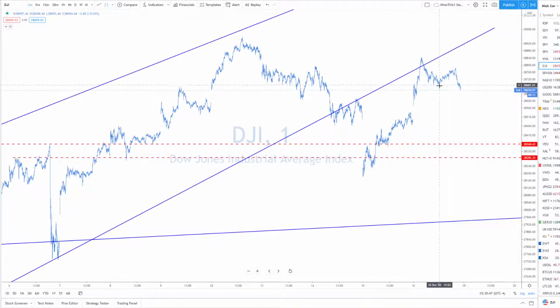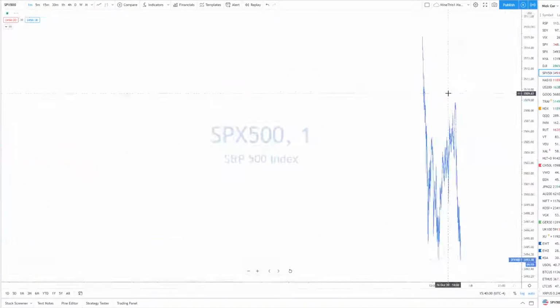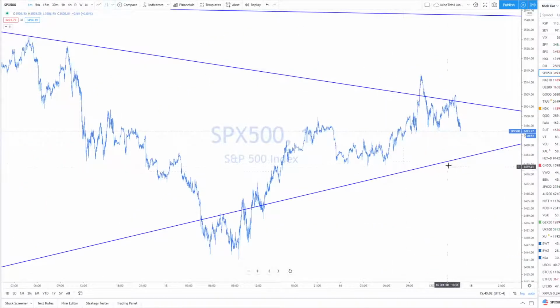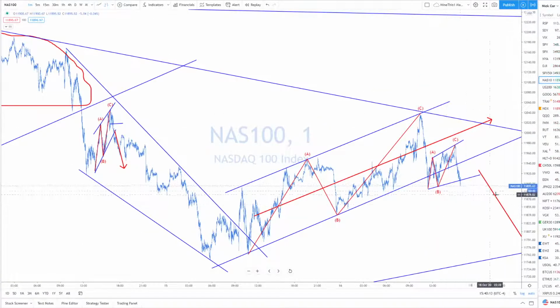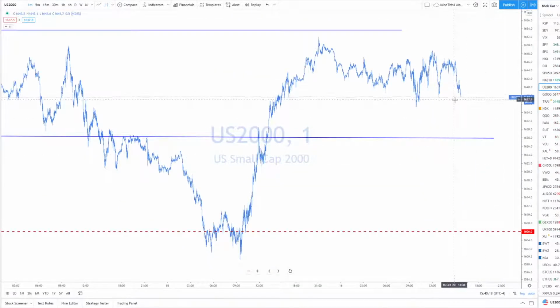Just looking at the Dow Jones, right? Broke the previous low and pattern, right? Nasdaq is doing it as we speak. Not very convincingly, but it is. Same thing with S&P. It's at previous lows now. Nasdaq, breaking down. Small caps pushing lower.